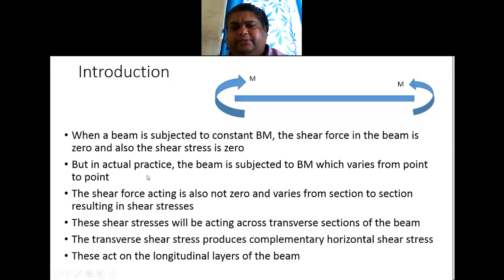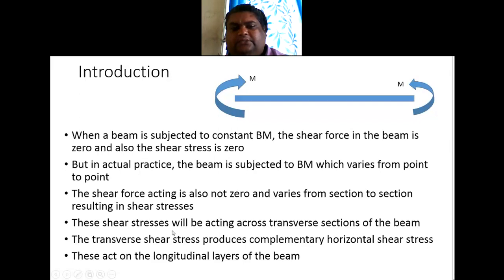But in actual practice, the beam is subjected to bending moment which varies from point to point. Though we say it is a constant bending moment, the actual bending moment at every point will be different. It will not be the same, right? So as a result, the shear force acting is also not zero, and it varies from section to section, resulting in shear stress. Since there is shear force, there will also be shear stress induced.